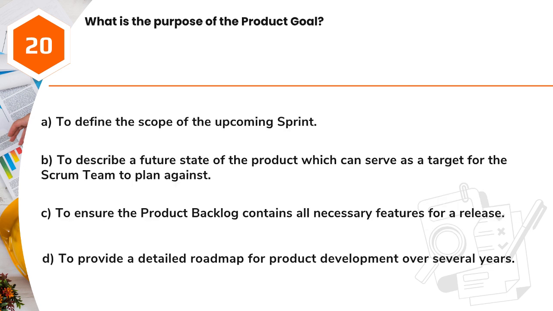Question 20. What is the purpose of the product goal? A. To define the scope of the upcoming sprint. B. To describe a future state of the product which can serve as a target for the Scrum team to plan against. C. To ensure the product backlog contains all necessary features for a release. D. To provide a detailed roadmap for product development over several years.